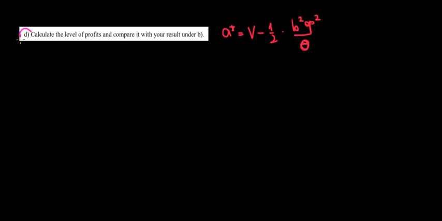Let's solve part D now. So we have to calculate the profits and compare it with the results under part B, meaning we have to calculate the profits when we pay a bonus and compare it to the profits when we used to pay only a fixed wage. Now, let's do so.